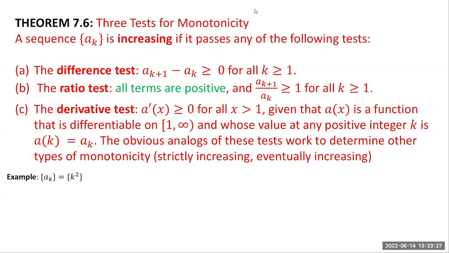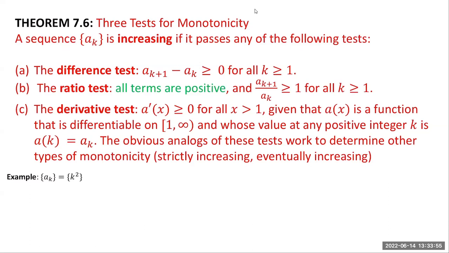What does that mean? That means we have a function a of x. If you evaluate that function at positive integers, you should recover your sequence. If you plug in k equal to 1 here, you get a_1. If you plug in k equal to 2 here, you get a_2, and so on and so forth. So the bottom line is, if this derivative is greater than or equal to 0 for all x greater than 1, then your sequence is an increasing sequence.